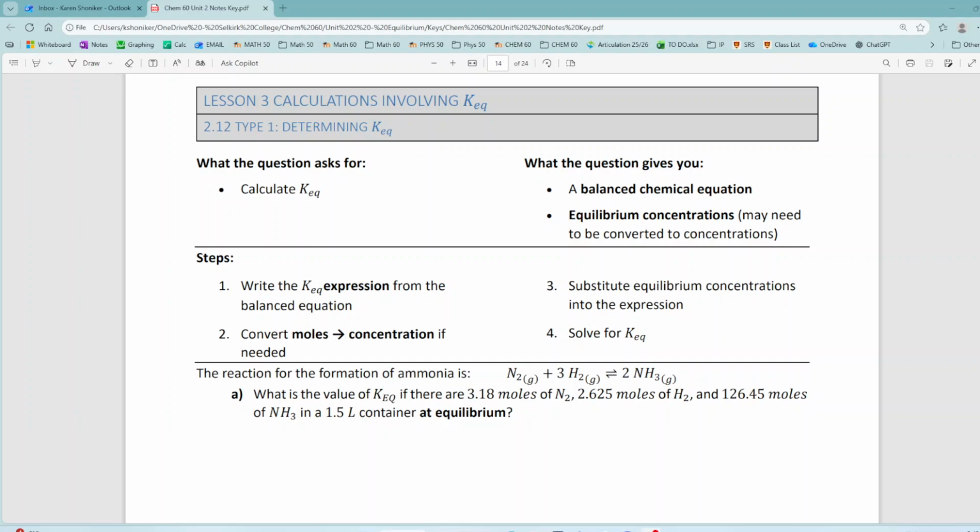So this says lesson 3. Don't get stuck on that. That could change. The key thing is this is 2.12, and we are going to start doing calculations involving our equilibrium constant. So what we're going to do throughout the next few videos is go through, I believe it's 5 types of equations involving your equilibrium constant.